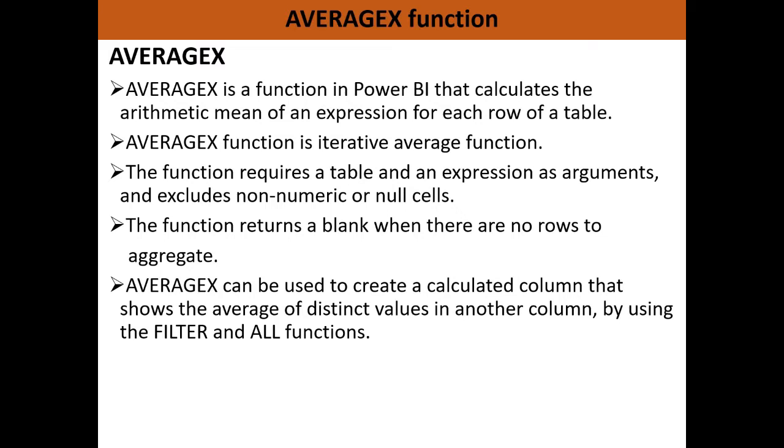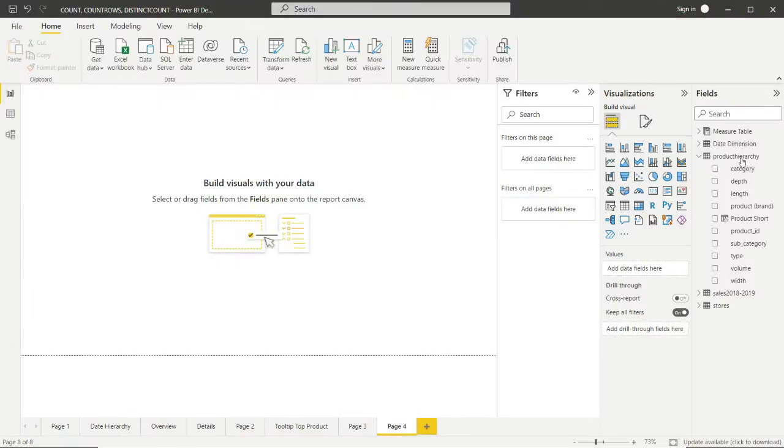AVERAGEX can be used to create a calculated column that shows the average of distinct values in another column by using the FILTER and ALL functions here. Now we'll see in more detail how it calculates, and how we take the average of all the expressions. This is my product hierarchy. Here we have depth, length and width. We calculate the base dimension, which is the product of the length and depth, and the volume as well, which is the product of the length, depth and width. So we'll see how we do it.